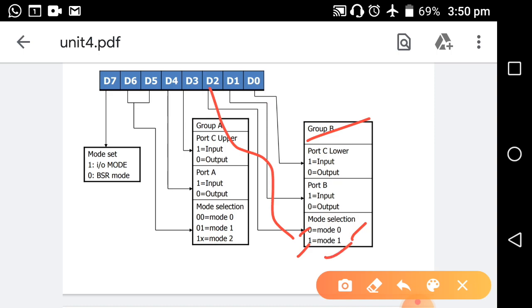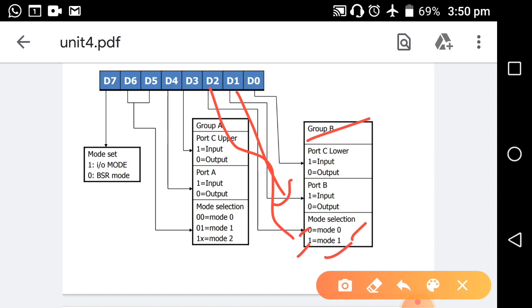Okay, so to use port B as an input port or an output port, the D1 bit is chosen: 1 for the input port and 0 for the output port. If we want port B as the input port, we make the D1 bit of the control word register equal to 1, and if we want port B as the output port, then we make the D1 bit of the control word register 0.